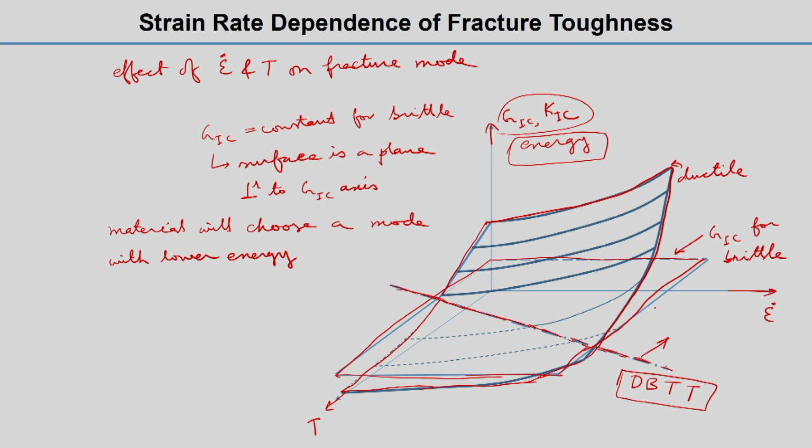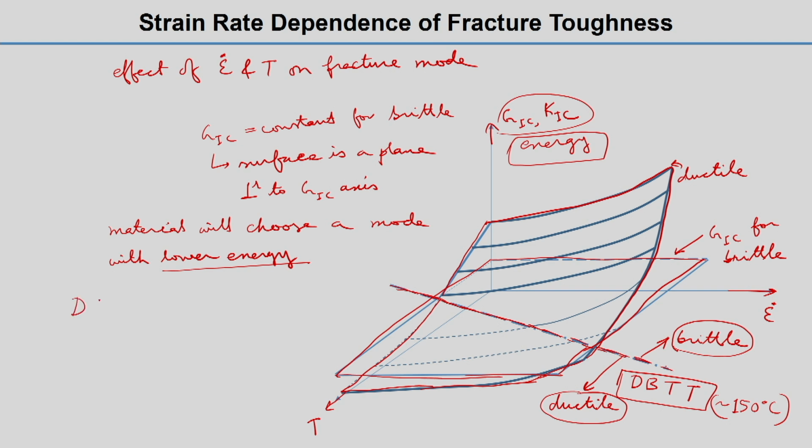On this side, the brittle material will have less energy, and on the other side, the ductile surface will have less energy. That means if, let's say for some material, the transition temperature is 150 degrees Celsius, then if the temperature is lower than 150 degrees Celsius, brittle fracture will happen. If it is higher than 150 degrees Celsius, ductile fracture will happen, because that depends on which surface has lower energy. So that is the case.